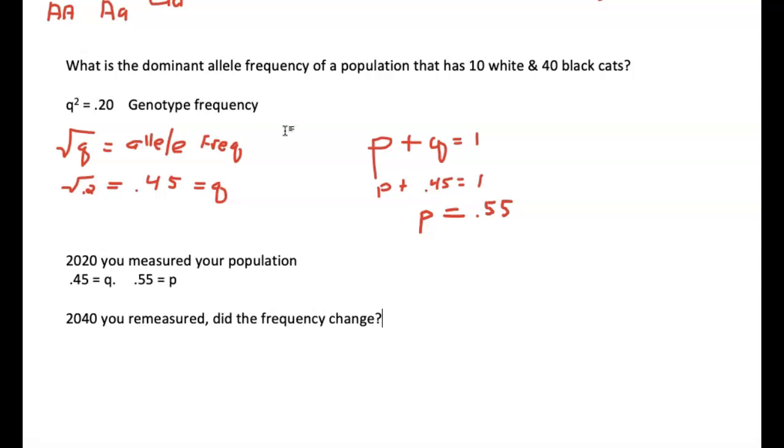Did the frequency change? So I go back in 2040, I'm looking at the same population generations later, and that is the key with Hardy-Weinberg, generations later. These cats have reproduced, the original cats have died, you have baby cats, they grew up, they had babies, they grew up, they had generations. I can't stress that enough with evolution. Generations.